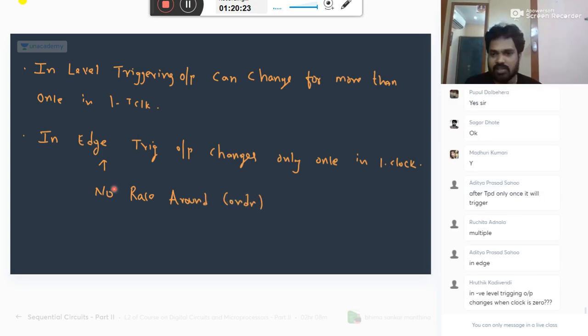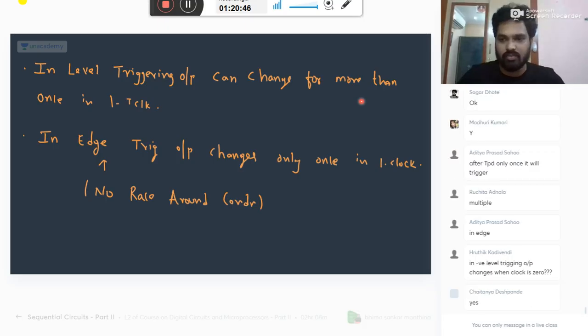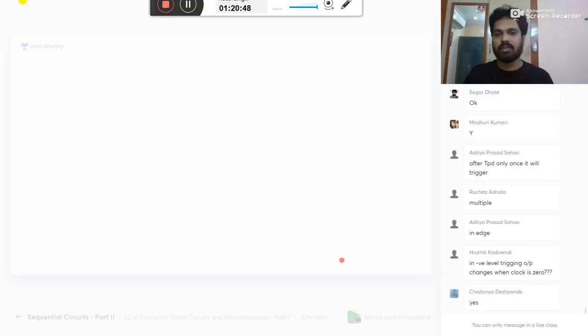How to make that we see. First understand that. Yeah, in the negative, just wait. I will give all those things. So now are these 2 points clear? In the level triggering, output can change more than once in one clock pulse. In the edge triggering, output changes only once in one clock pulse. Now listen.